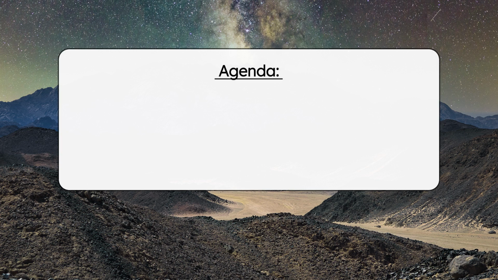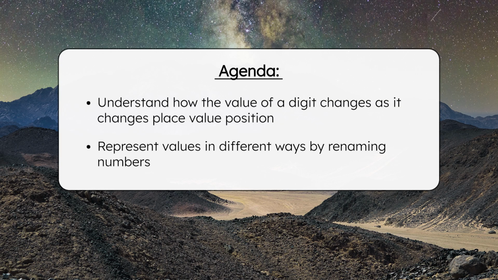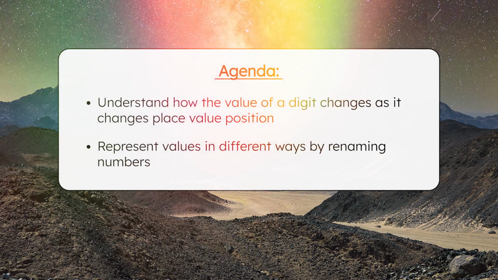By the end of today's lesson, you'll be able to understand how the value of a digit changes as it changes place value position. Additionally, you'll be able to represent the same value in different ways by renaming numbers. Have your guided notes ready, and let's go explore at the Rainbow Waterfall shore.